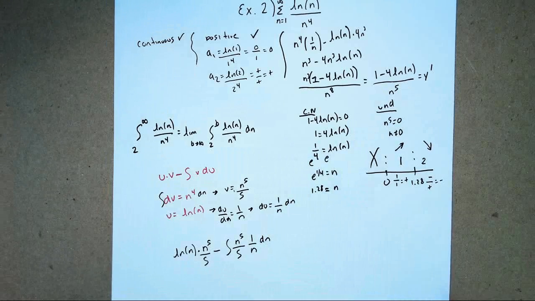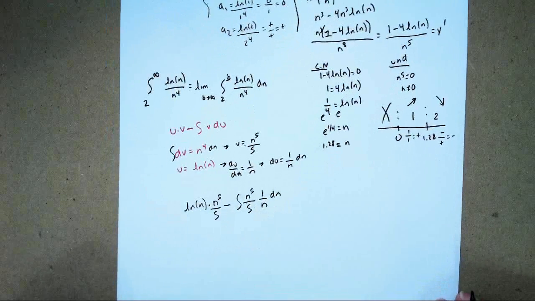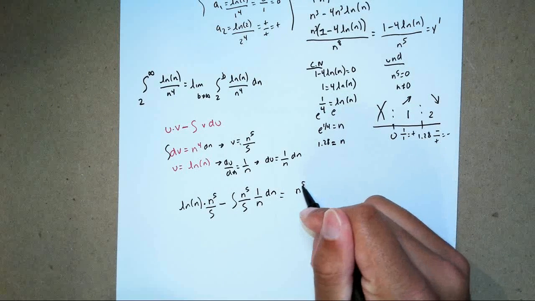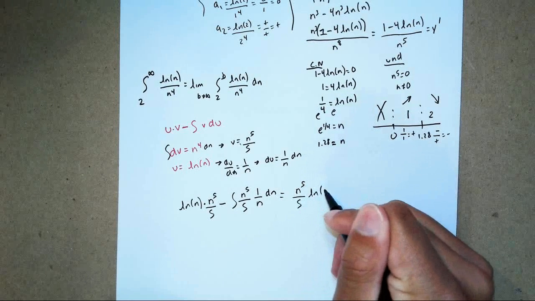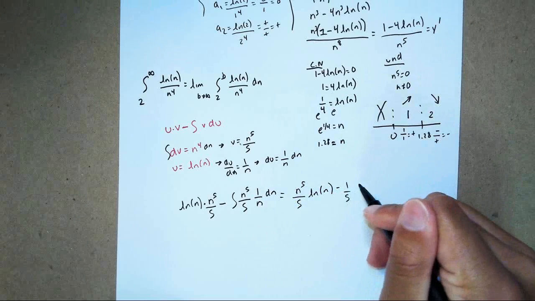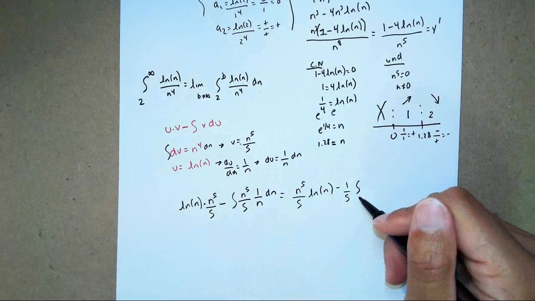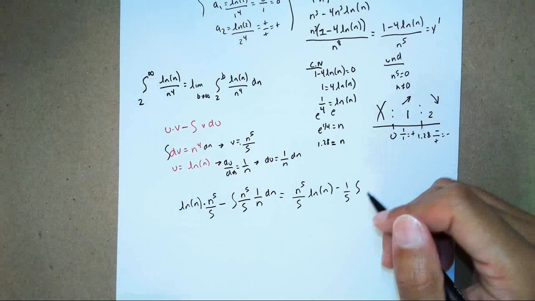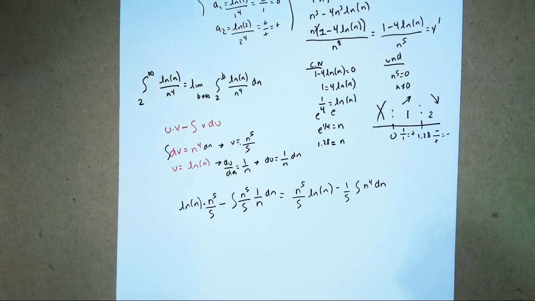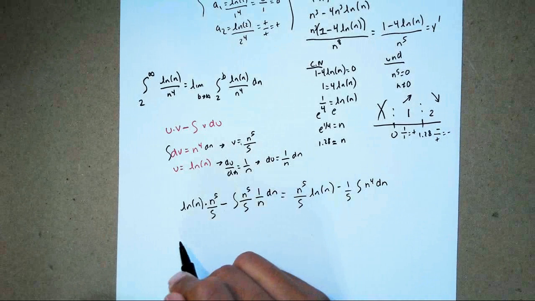And I have to simplify this a little bit. So when I simplify this, this is going to give me n to the 5th over 5 times ln of n minus, this is going to cancel out. I'm going to take out the 1/5. And don't forget, your bounds are still what we have before, but I'm not going to write them as of right now. So this is going to be n to the 4th dn. Now I can integrate this.